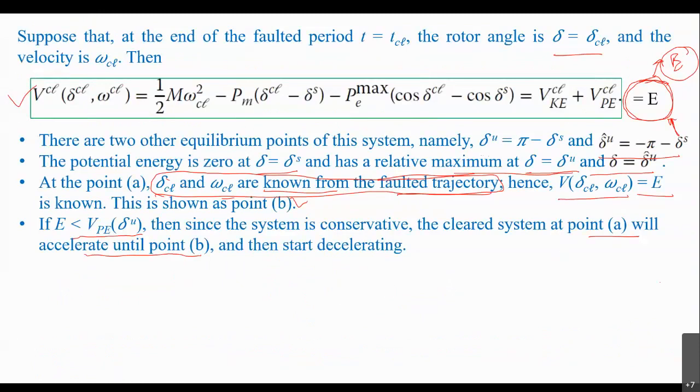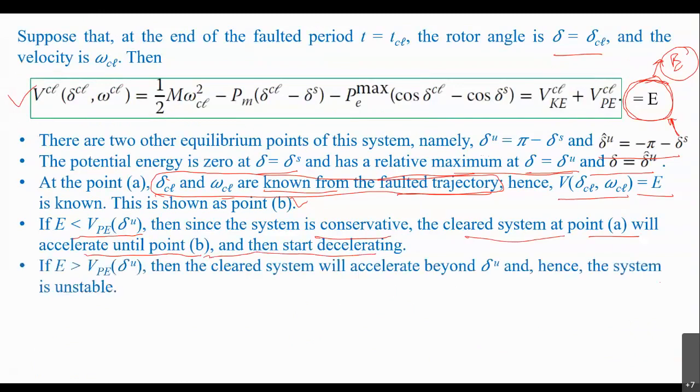that if E is less than Vp delta U, then since the system is conservative, the cleared system at point A will accelerate until point B and then start decelerating. If E is greater than this Vp delta U, then the cleared system will accelerate beyond delta U. Obviously, it will accelerate beyond delta U, and hence the system will become unstable.